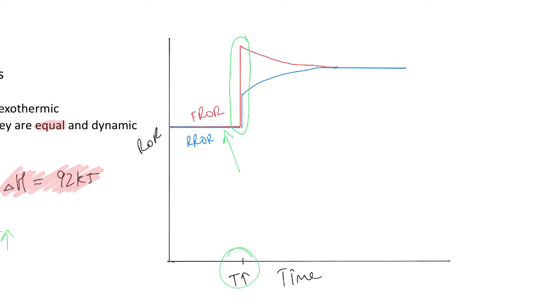Then they go towards each other: the forward rate of reaction decreases and the reverse rate of reaction increases until they reach dynamic equilibrium again at this point in time. Make sure that when you're drawing these, you use your ruler for all of the straight line parts, and then do your best at drawing the curves. Okay, so that's graphing it on a rate of reaction graph.